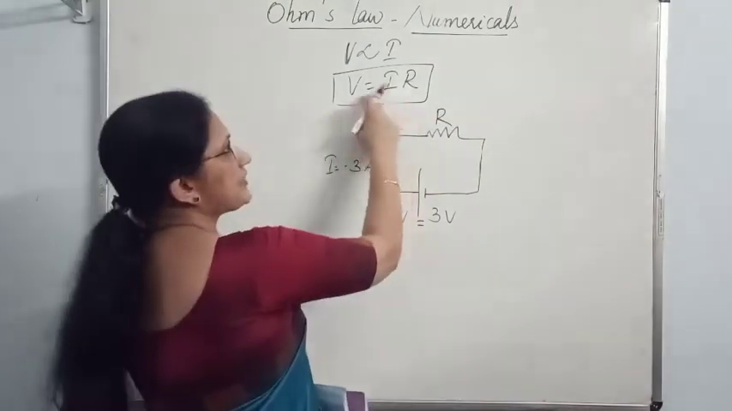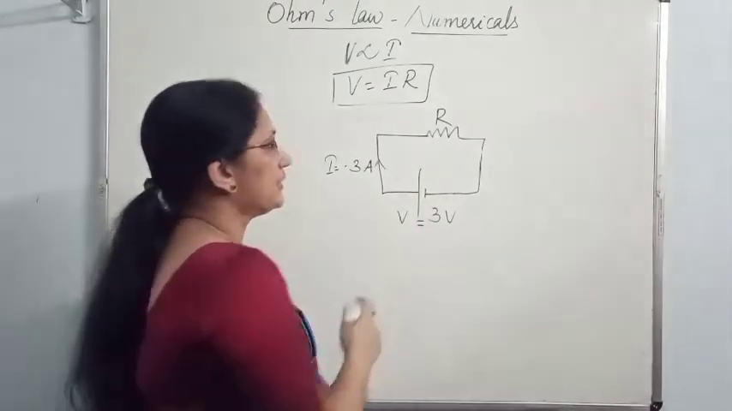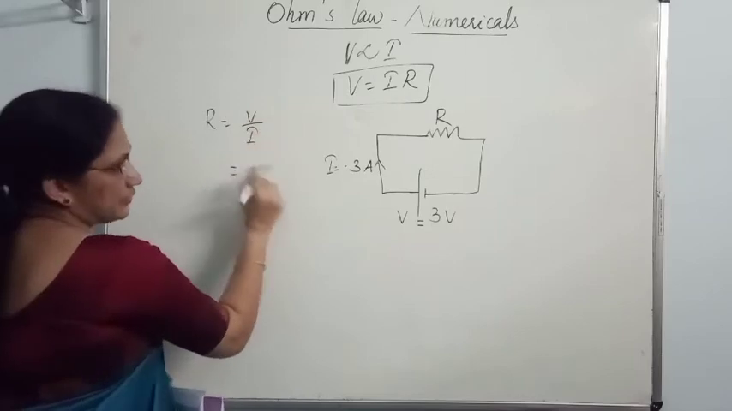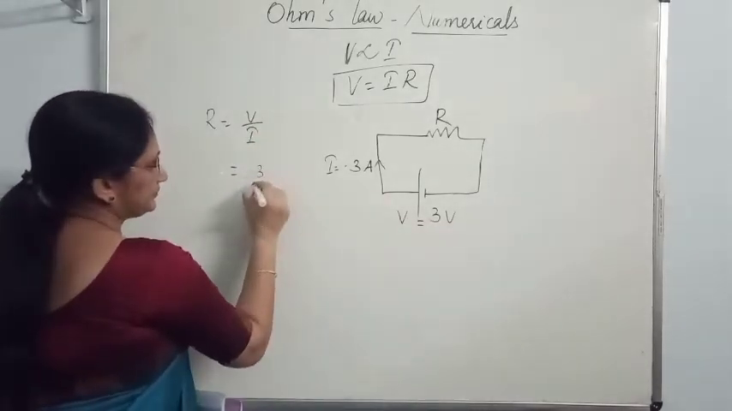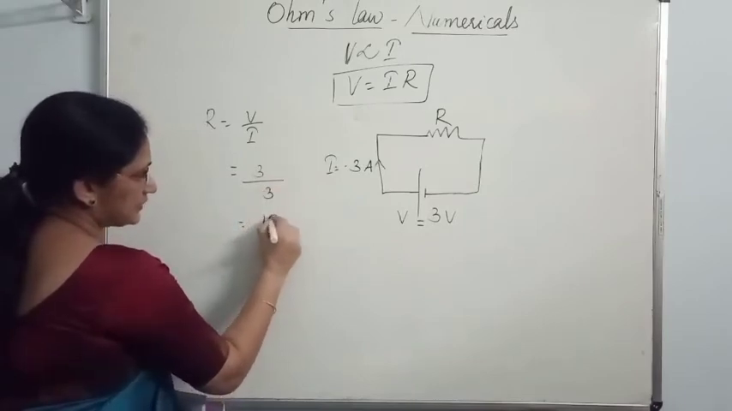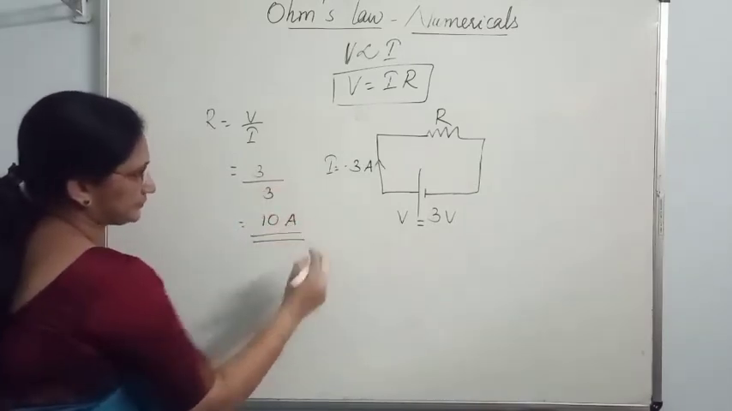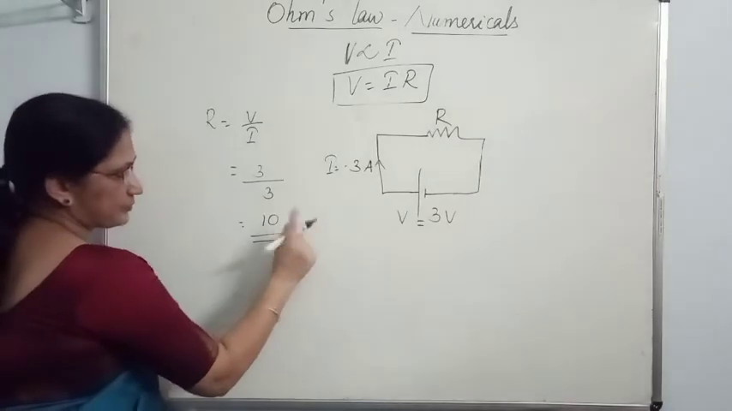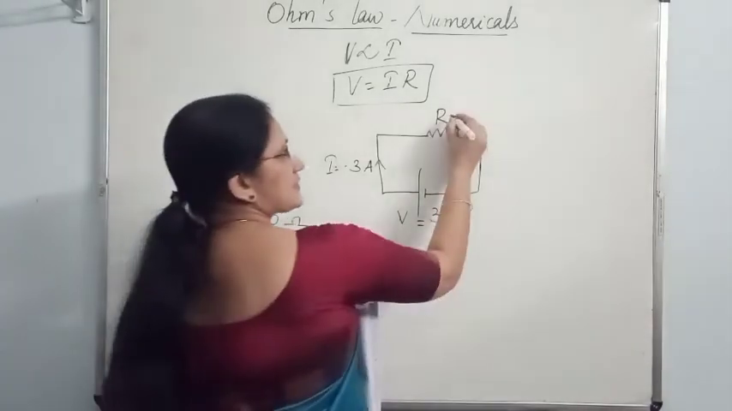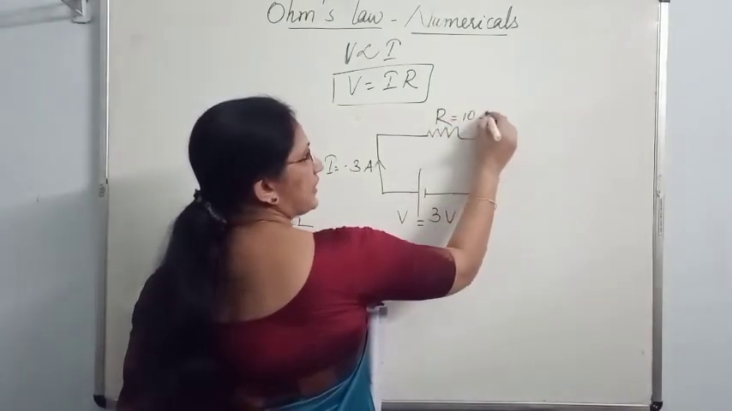Apply the formula V is equal to I into R. Therefore, R is equal to V upon I. V is 3 volt upon I is 0.2. That means 10 ohm. Resistance unit is ohm. So, resistance of this resistor is 10 ohm.